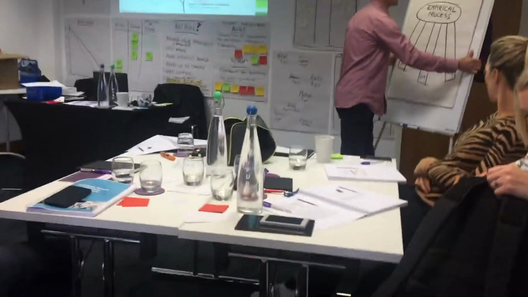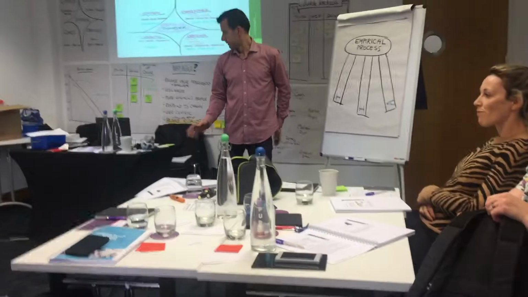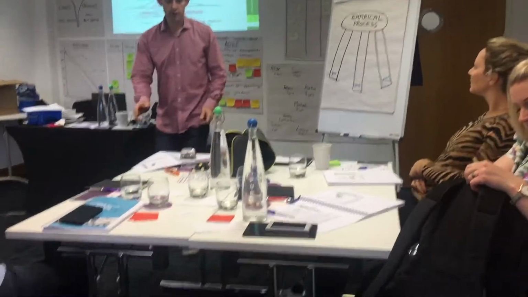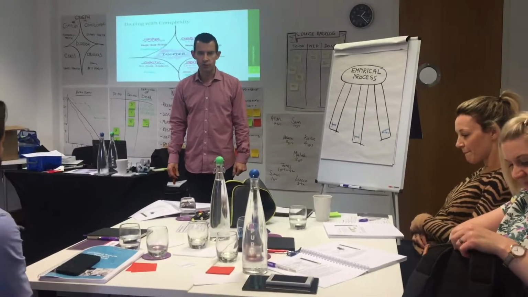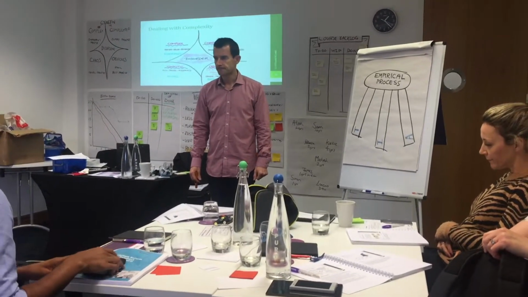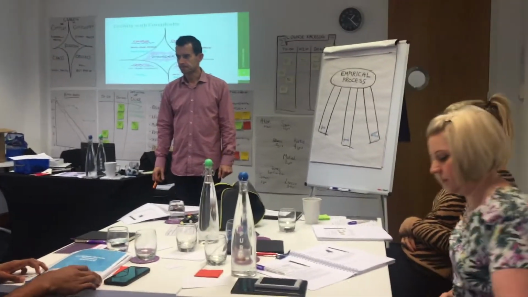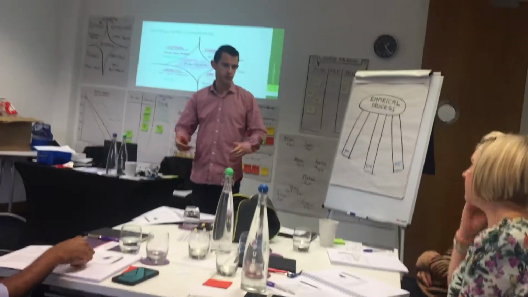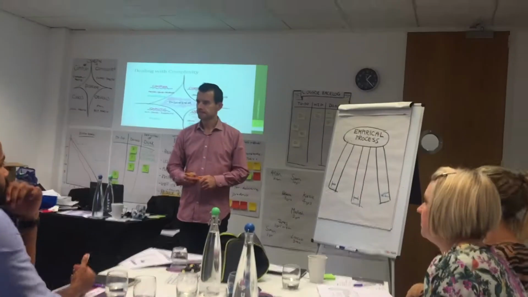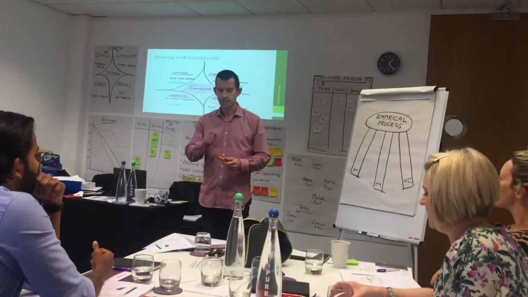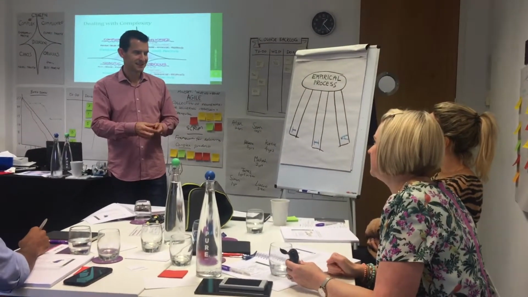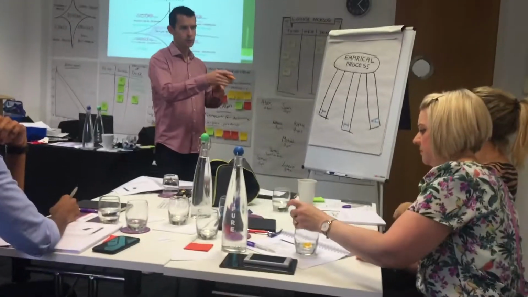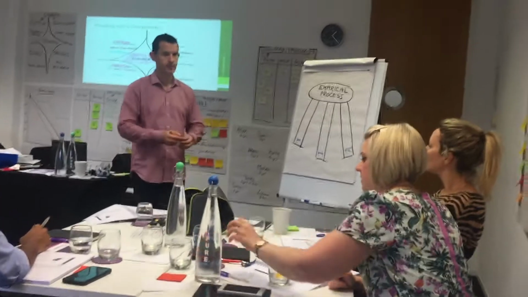So let's get into empirical process control. Who knows what an empirical process is? It's a nice, big, difficult word. What is an empirical process? What about a defined process? What's a defined process? Have a go at that. Agreed. It's agreed, yeah, what else might it be? Control. Controlled, yeah, we might kind of know or plan, we might be able to plan it.